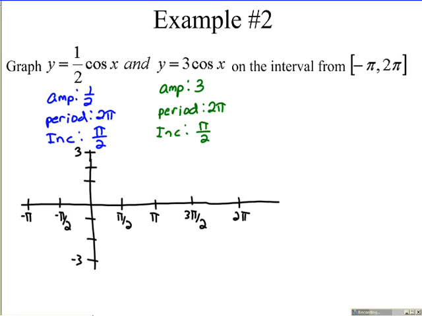It's a cosine graph. It is positive, so graphing the one here in blue first. Amplitude is 1/2, starts above the center line. Fill in your critical points. Connect those with a smooth curve. There's your first graph. Second one, amplitude of 3 still starts above the center line, but now it's up here at 3 and follows the exact same pattern.